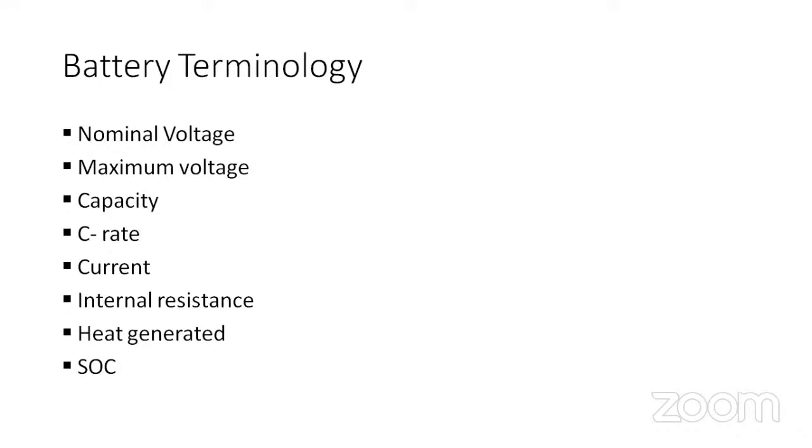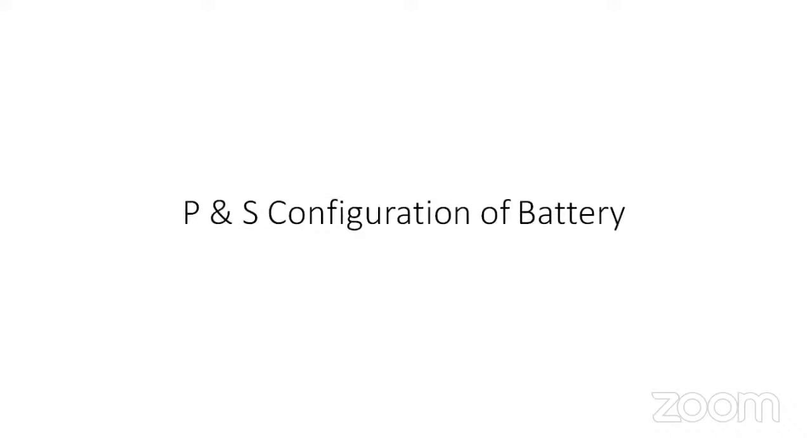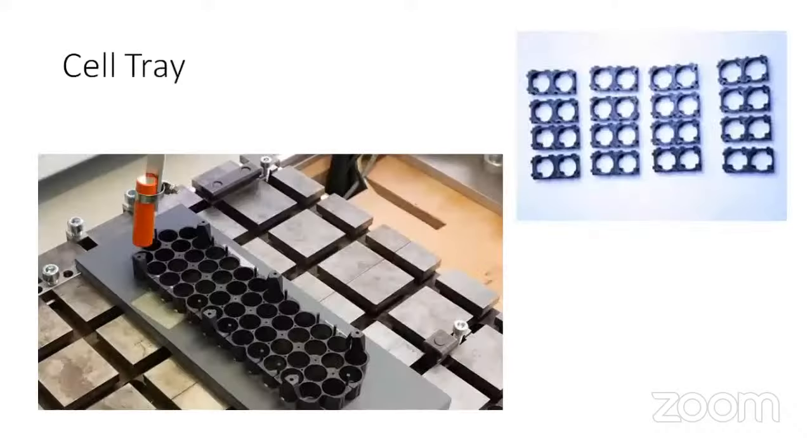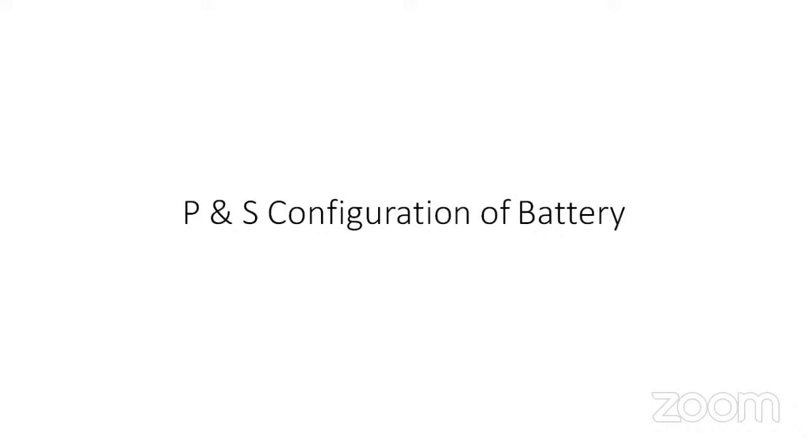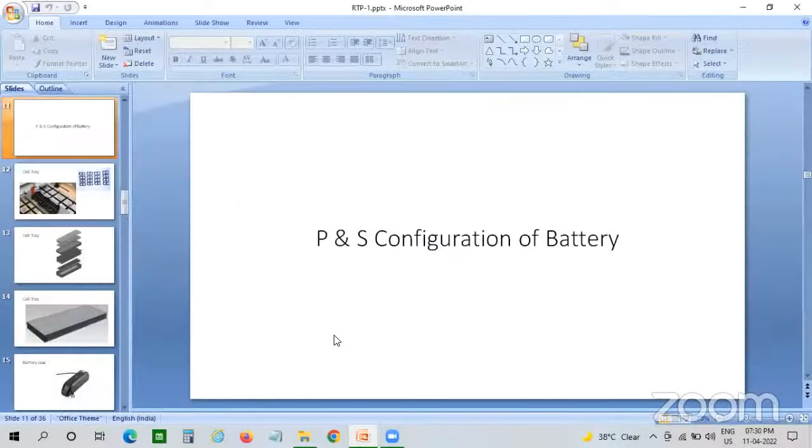SOC is the state of charge, which is how much the battery pack is charged. Whether it is 20% charged, 40%, 30%, or 100% charged, that is called the state of charge of that battery. Once we have these, we will do the P and S configuration, parallel and series configuration, of the battery pack. So that we will learn now.